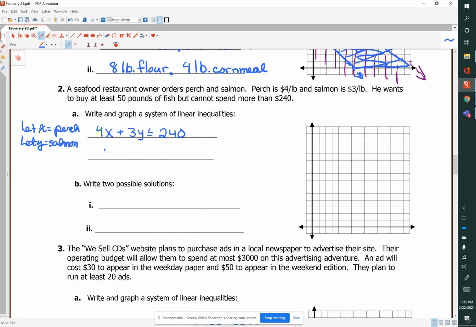Now, the perch and the salmon together, so that's our X plus Y, must be at least 50 pounds, I guess, to feed all the guests. So we graph this. When you graph this, we're going to have to play around a little bit. Well, first, let's put them both in slope-intercept form. In slope-intercept form, that first equation would be y is less than or equal to negative 4/3 x plus 180. The second one would be y is greater than or equal to negative x plus 50.